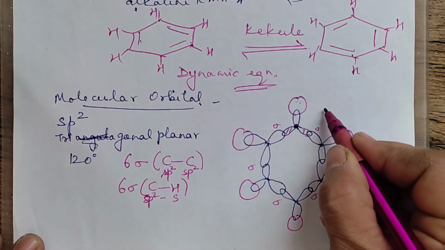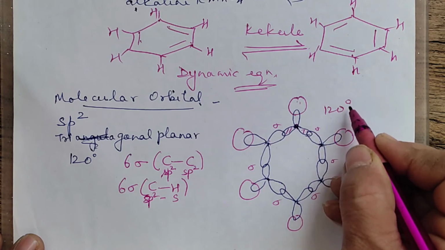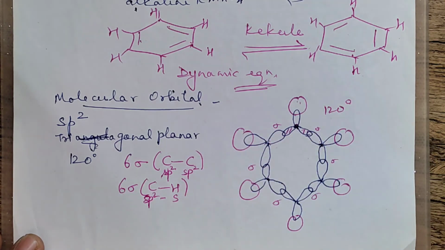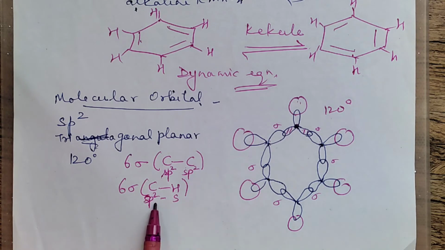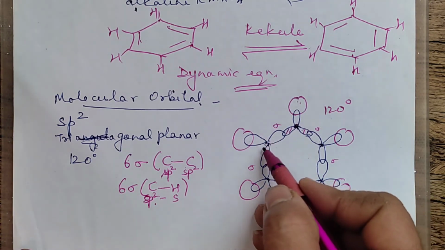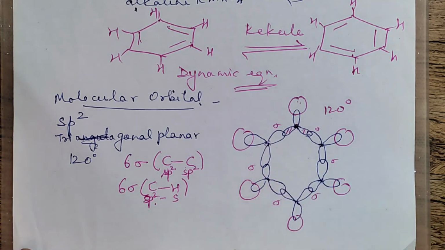The bond angle here is 120 degree and the shape is trigonal planar. Is this point clear? The total number of the sigma bonds are 12. 6 of one type and the 6 of the another type. Apart from that, we know carbon is tetravalent. That means there is one more p orbital over it. So that I am drawing on the next slide.